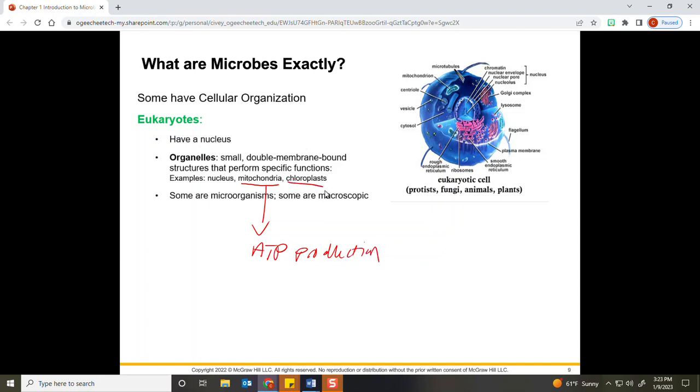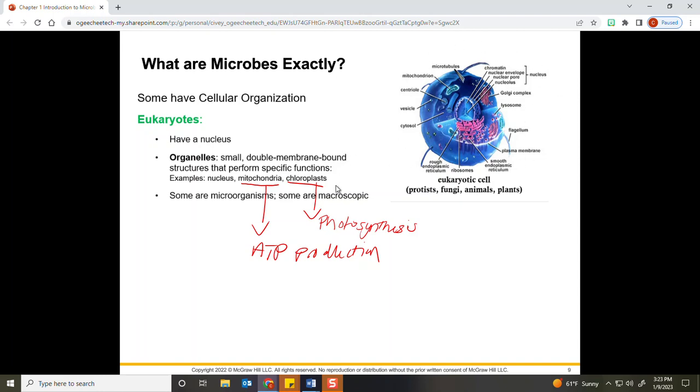Chloroplasts. These are found in plants, some protists, and algae, which is technically a protist. But anyway, these chloroplasts are capable of converting solar energy into chemical energy through a process called photosynthesis. Some other examples of organelles are shown throughout. We see the Golgi complex, lysosomes. We see the rough endoplasmic reticulum, smooth endoplasmic reticulum. So hopefully those ring a bell from our prerequisite classes.